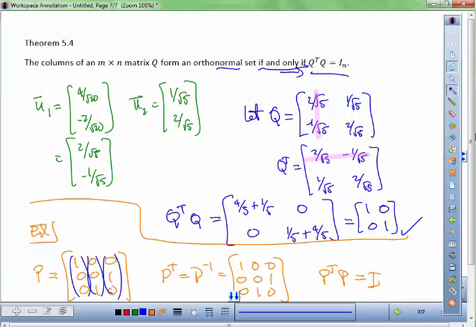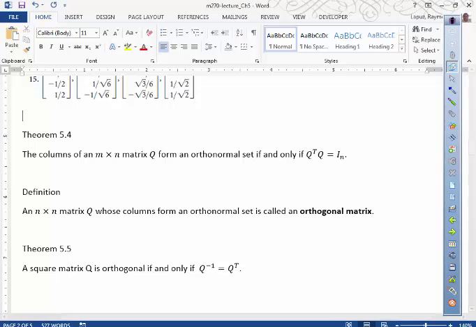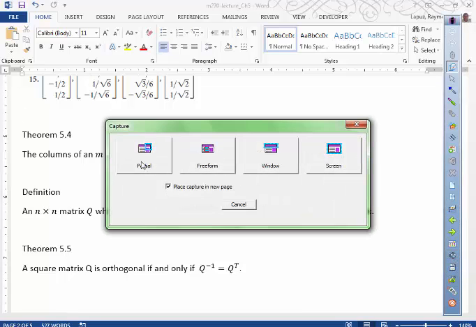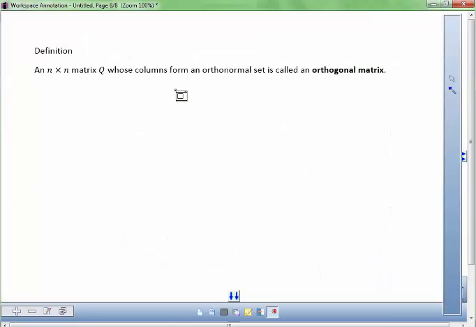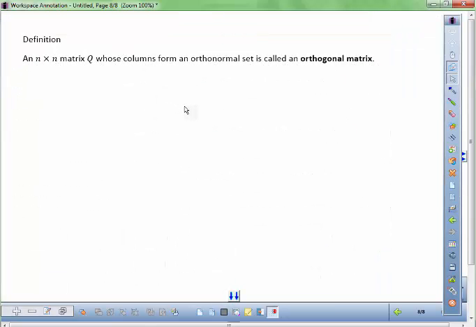All right, so that's that theorem. Let's see if we can throw the definition now. Since we are moving towards matrices and orthogonal stuff, we might as well define what an orthogonal matrix is. So here's a definition of an orthogonal matrix. An n by n matrix whose columns are an orthonormal set is called an orthogonal matrix.